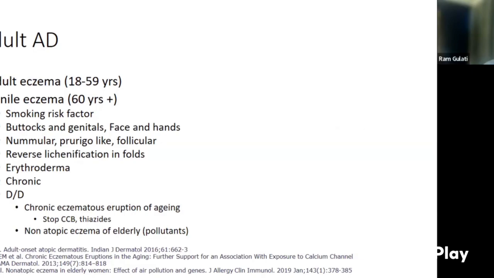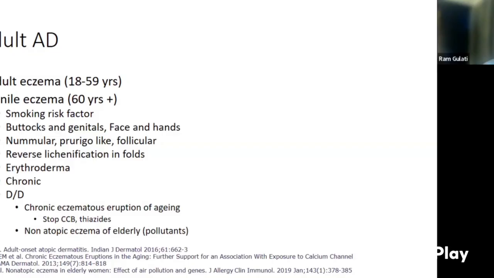So you see that the buttocks and genitals can be quite commonly involved. The face and hands can be involved. And what very particular feature that you see in senile eczema is the reverse lichenification in the fold. That means the extensor areas are much more lichenified as compared to the folded areas, which are usually free.